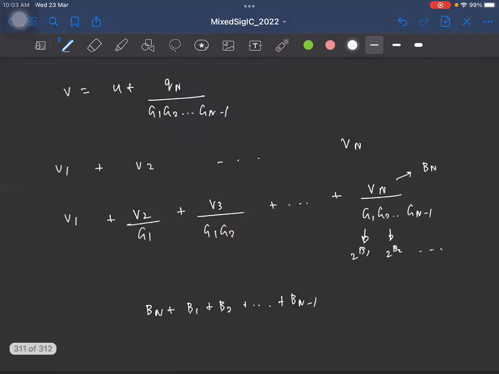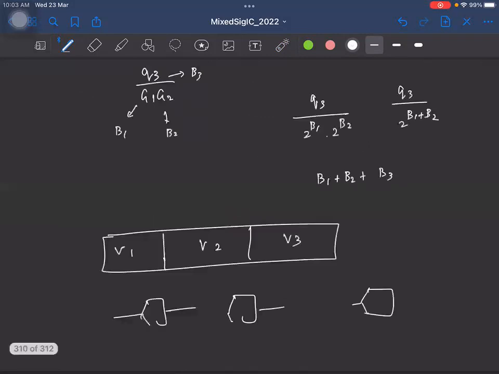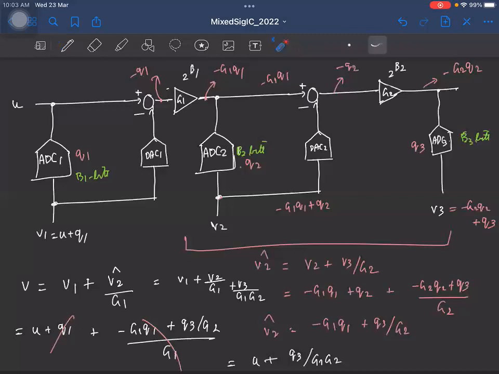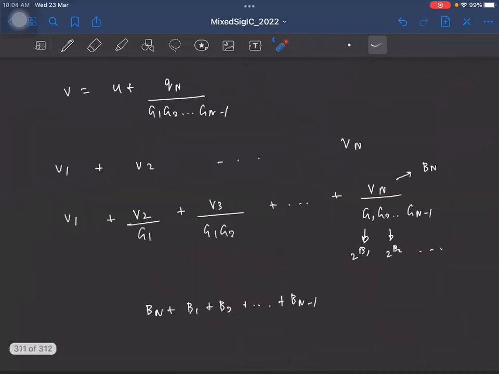By the same token, we can extend this technique for n stages, and from this it's clear, right? How do you get it for n stages? The way to recombine is we take the first stage output as it is. The second stage output will be divided by the gain it sees before. The third stage output will be divided by the gains it sees before, that is G1, G2. Now you have one more stage, V4 divided by G1, G2, G3. Similarly, the last stage output is divided by all the previous gains it sees.